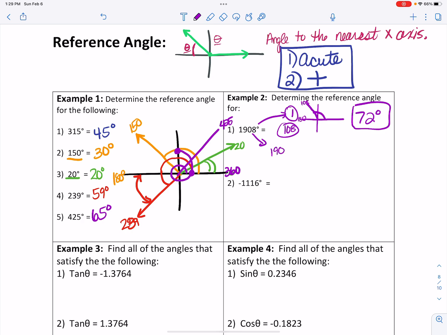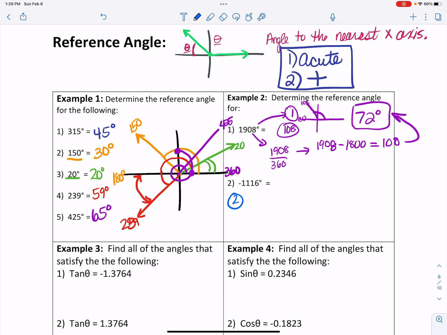The other thing is, that's okay, but that's a lot of subtracting. So what some kids do is they take 1908 and divide by 360 and figure out how many times around it goes. So they divide by 360 and the answer is 5.3. So if I take 360 times 5, that's going to get me 1800. So then I can do 1908 minus 1800, and that gives me 108, which is the same process.